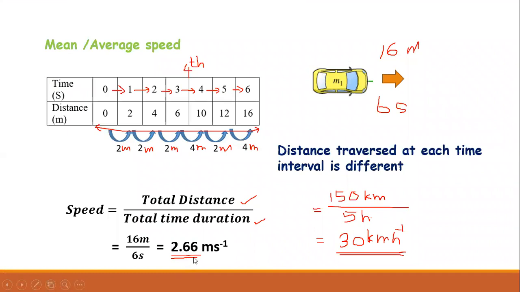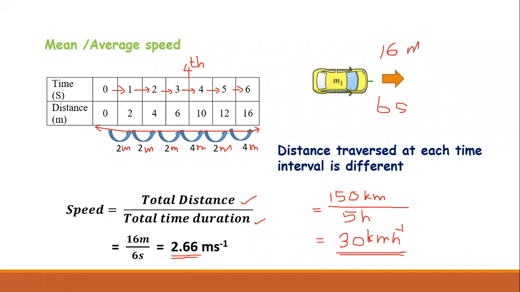So that is the average speed. It is not just 2 meters per second, it is not just 4 meters per second. It's an in-between value, not the highest speed he has traveled, not the lowest speed he has traveled. Did you understand that one? Yes, teacher. Okay, so I am moving to the next one.